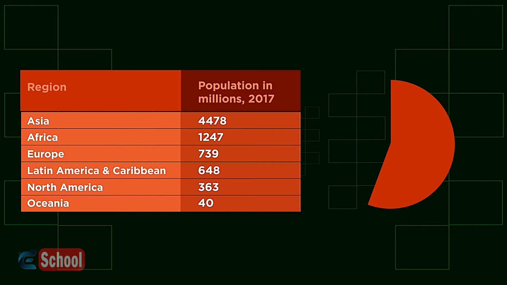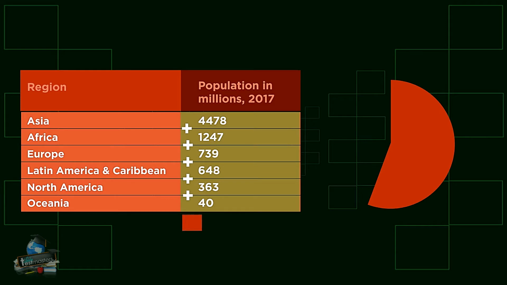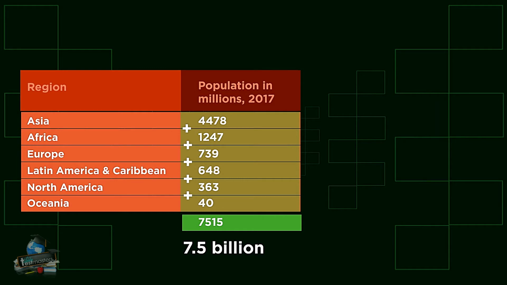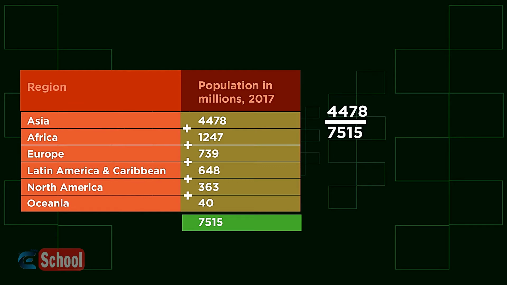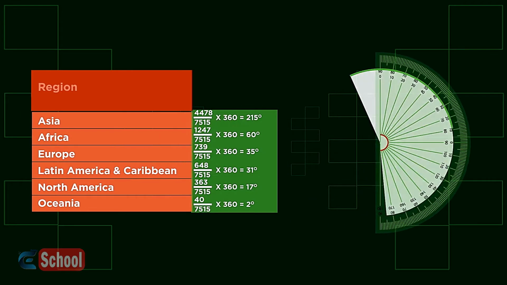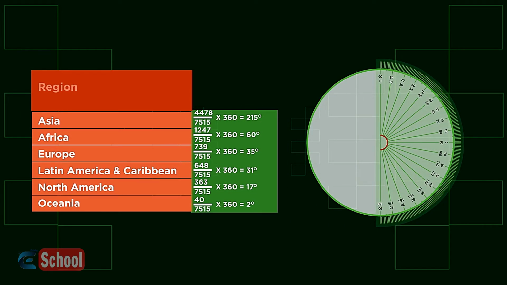To work out exactly how big, we need to add up all of the values to work out the total population, which gives us 7,515 million people in the world, which is actually 7.5 billion. The size of the Asia slice is 4478 out of 7515 as a proportion of the full 360 degrees. Then Africa, Europe, and the rest. With your protractor, you can now divide your pie chart up by these degrees.